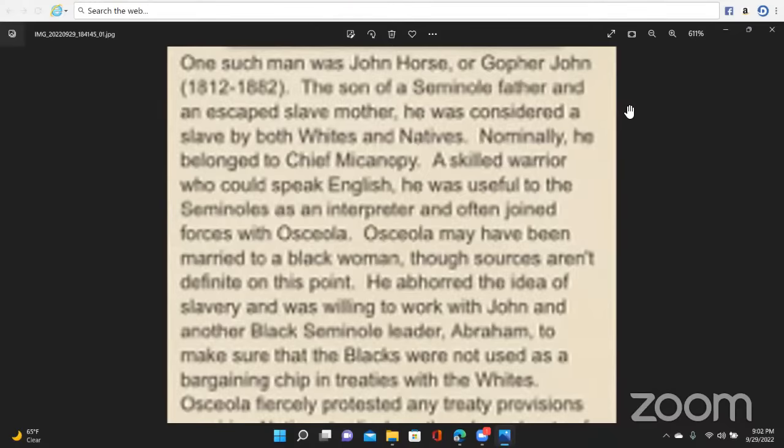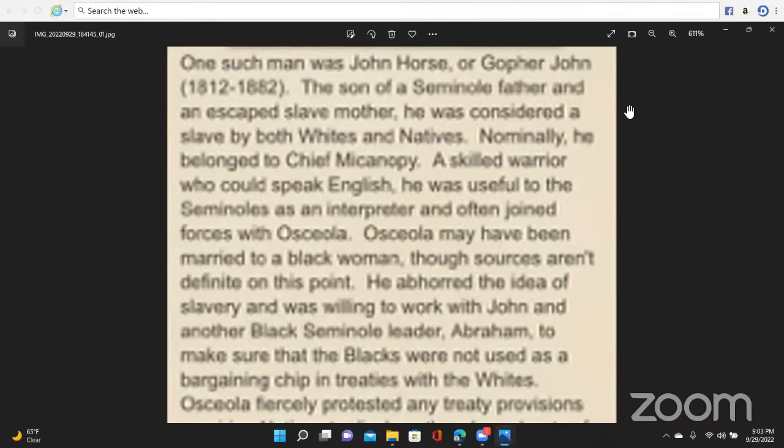"Nominally, he belonged to Chief Micanopy, a skilled warrior who could speak English. He was useful to the Seminoles as an interpreter and often joined forces with Osceola." Now you see they keep adding tribes in here, right? Osceola may have been married to a black woman. This is the name of a tribe, by the way, Osceola. They trying to pass it off as a person here. "Though sources aren't definite on this point."